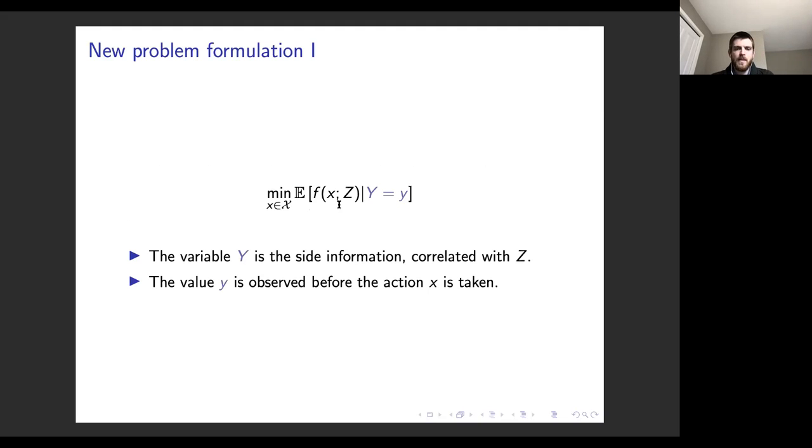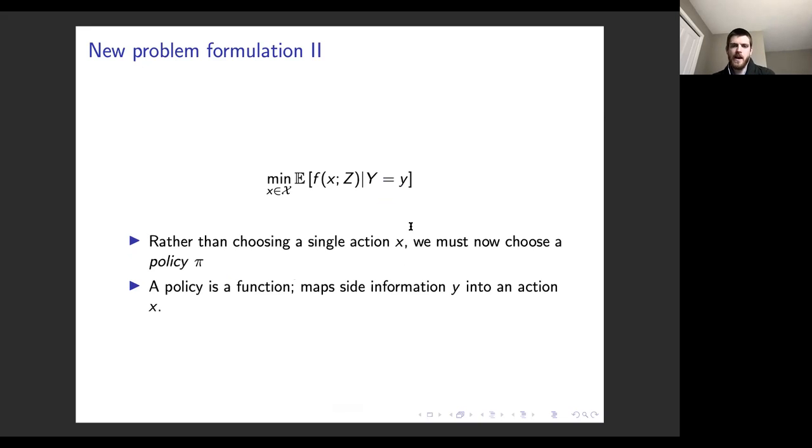And so if we come up with a formulation of a problem with side information, it might look something like this. So this is our same optimization under uncertainty setup. The only thing is that instead of taking just a plain expectation, we have a conditional expectation, where it's the expectation of our objective function given an observation of the side information. So this variable y here is going to be the side information, and it's going to be correlated with the uncertain parameter.